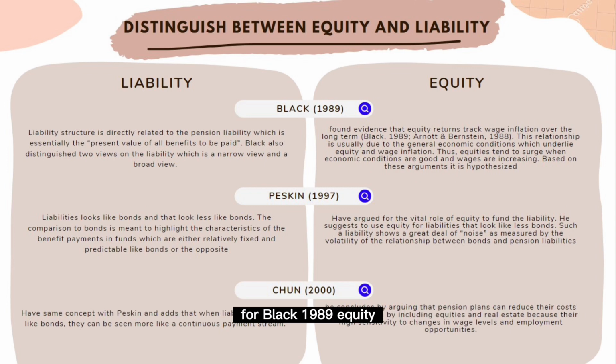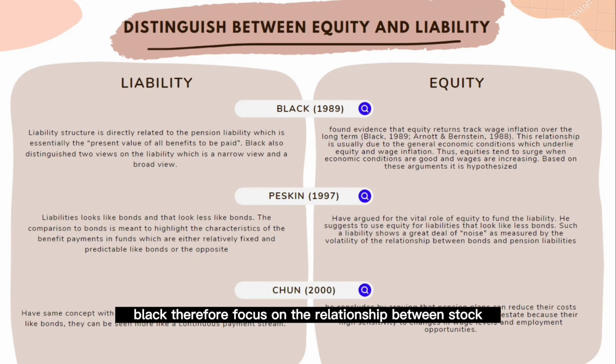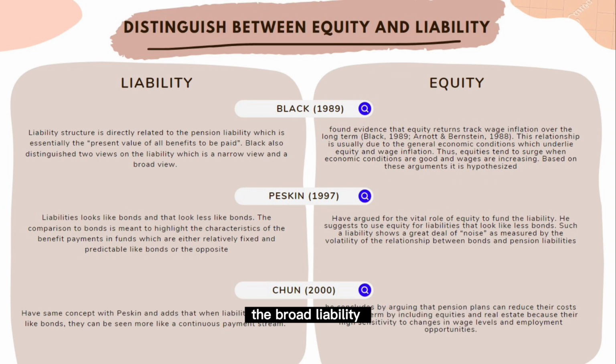For Black 1989, on equity, the broad liability is, according to Black, subject to a large set of developments like salary increases, retirement, death and additions to the workforce. Obviously, an asset that develops similarly to such a liability is likely to be subject to the same developments. Black therefore focused on the relationship between stock returns and salary increases. Black also argued that stock returns have tracked compensation growth over the long term and thus stock or equity should mostly be used to fund the broad liability.